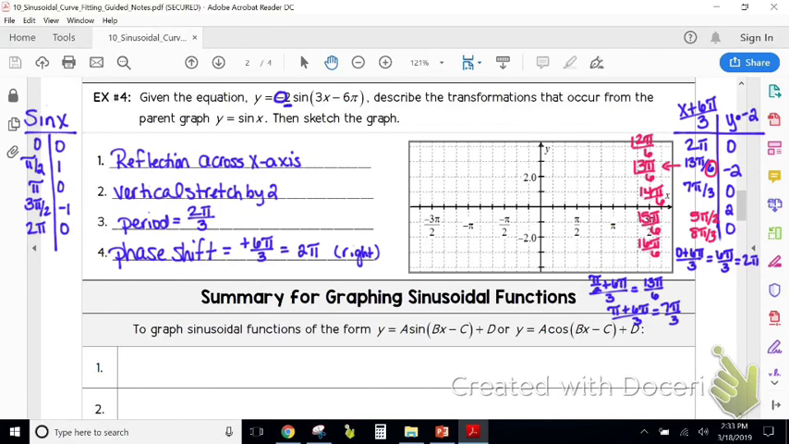Yeah, because you divide them both by 3. 15 divided by 3 is 5. 6 divided by 3 is 2.